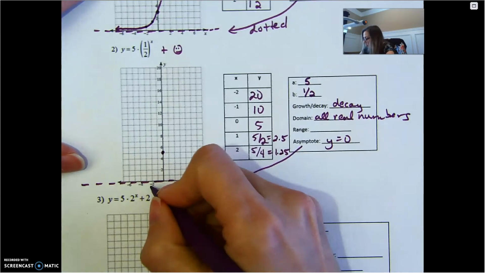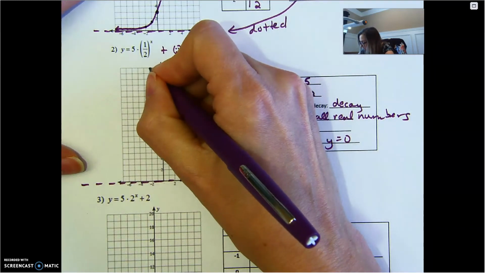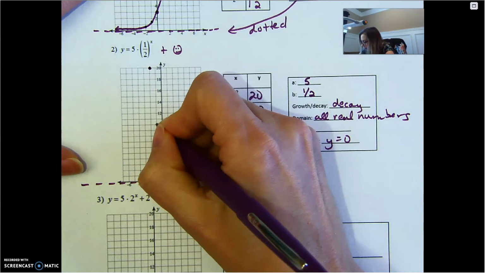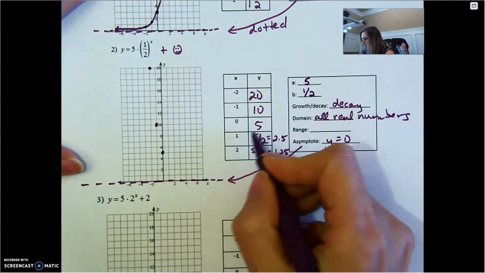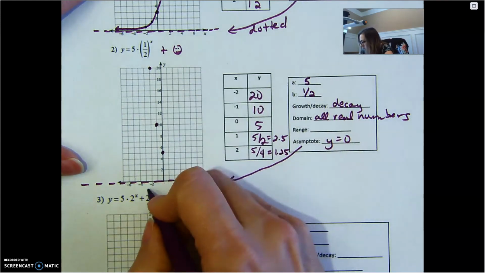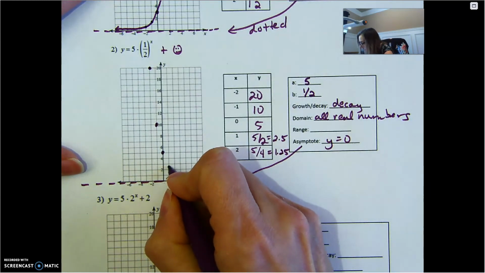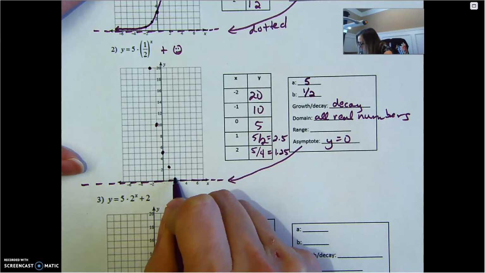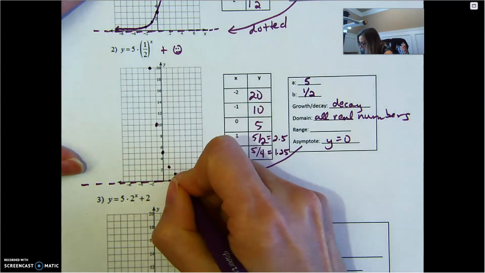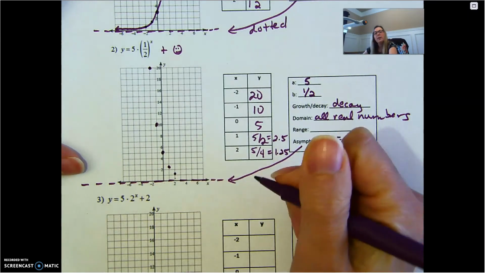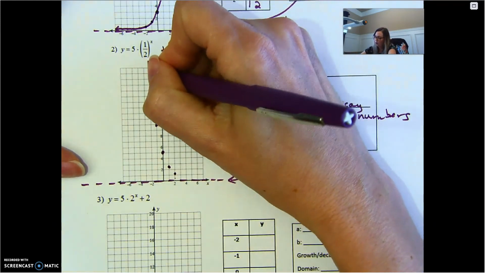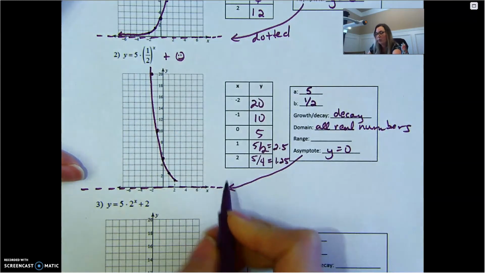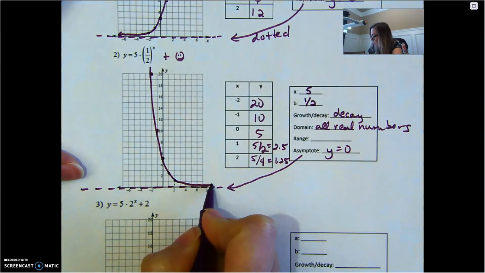All right, so graphing. We have -2, 20. Woo, way up there. -1, 10. We already graphed 0, 5, our initial point. 1, 2.5. And then 2, 1.25. All right, so notice it quickly starts to decrease, aka decay. And it'll get closer and closer and closer to that electric fence, but don't cross it!